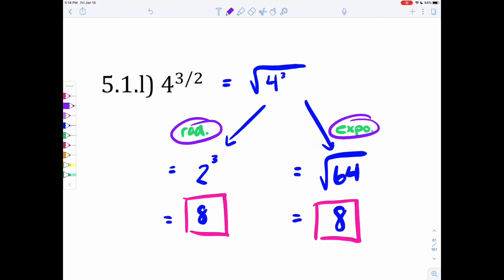I personally like to do the radical first if possible because, take a look at this, I dealt with smaller numbers. Say this was maybe a 16 instead of a 4. I don't want to do 16 cubed. But if I could take the square root of it first and be like, okay, that's just going to be 4 cubed, then it helps me proceed. So it doesn't really matter, but in terms of dealing with smaller numbers, this radical route is the most radical of them all.